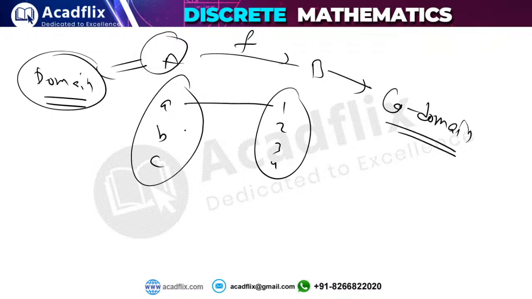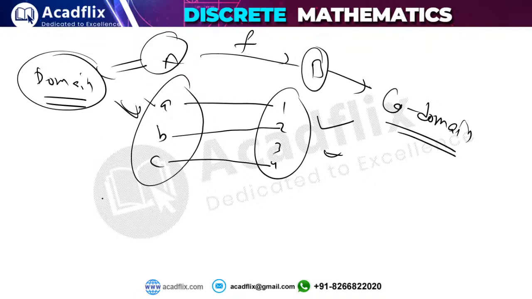So for example, this is a function. This is also a function, right? Why? Because every element in the domain should be related to exactly one element in the codomain. So A is related to 1, B is related to 2, and so on. This set A is the domain, this set B is the codomain, and this is called the image of.